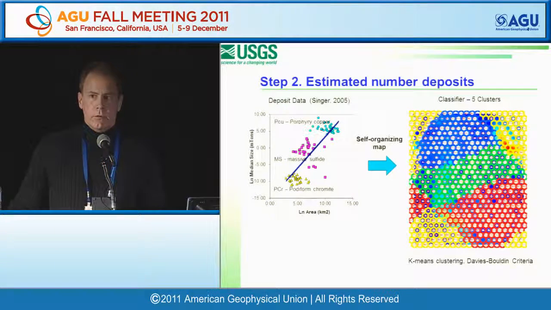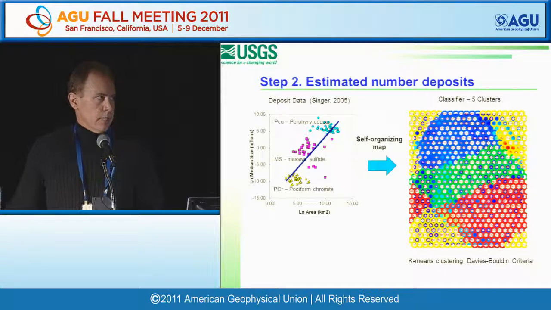So in step 2, some preliminary work that I've been working on here has to do with estimating the number of deposits. On the left is some data that Singer published in 2005, and it has 3 different deposit types. One is a porphyry copper, one is massive sulfide, and then a podiform chromite deposit.